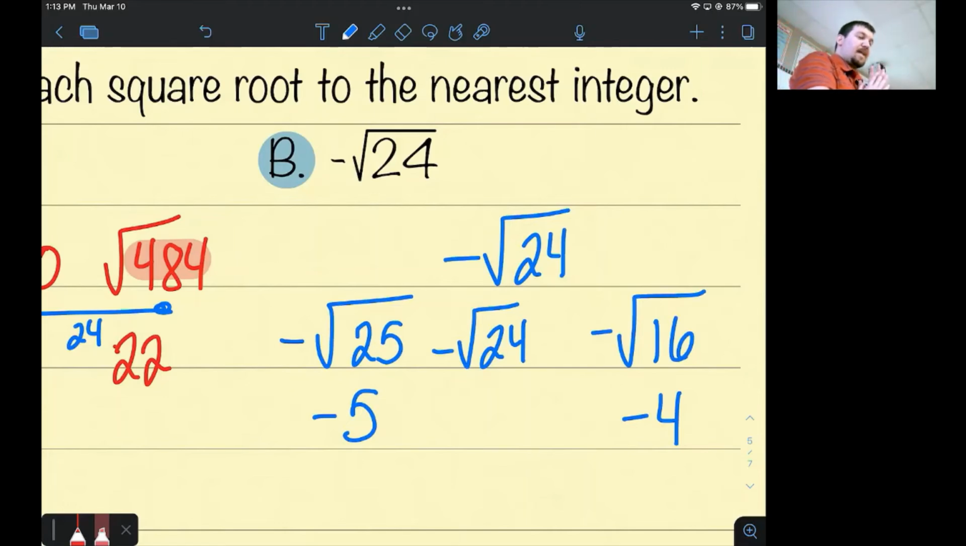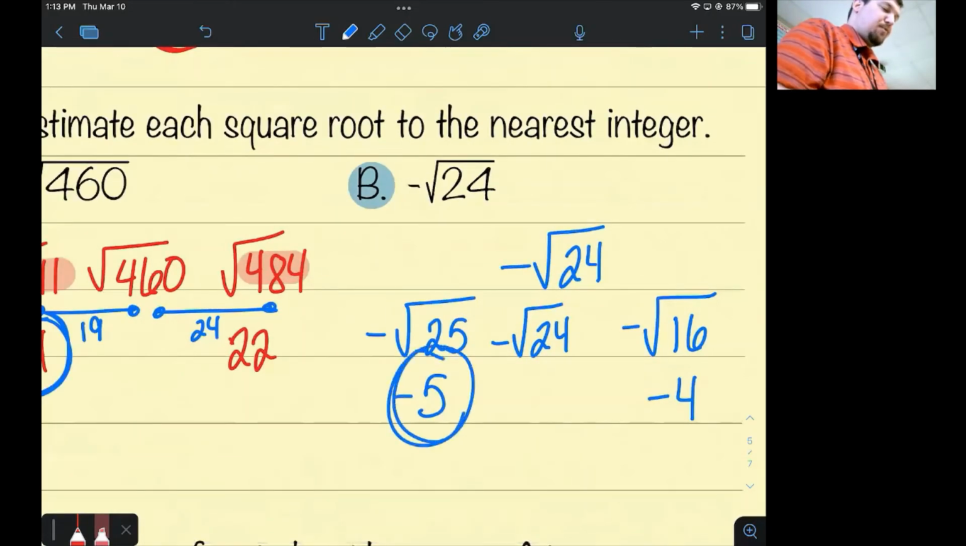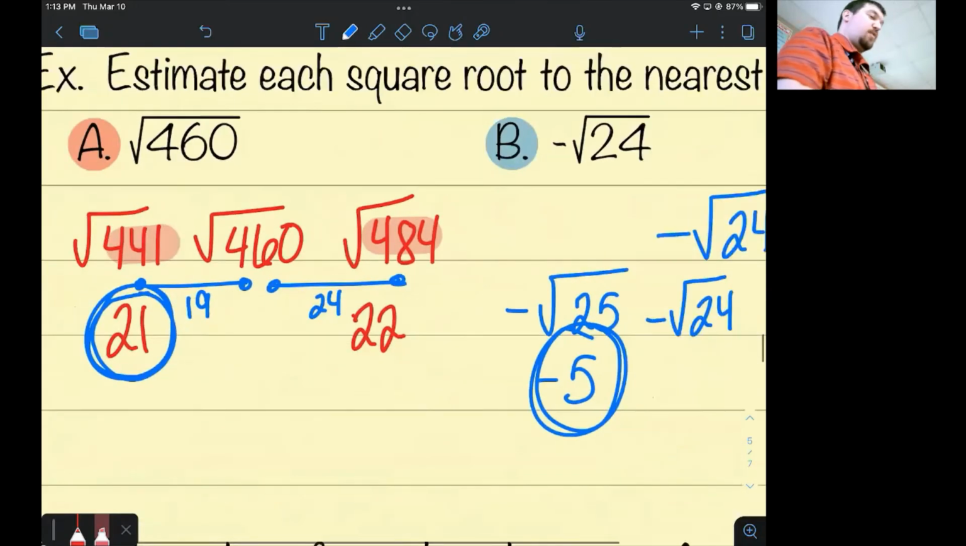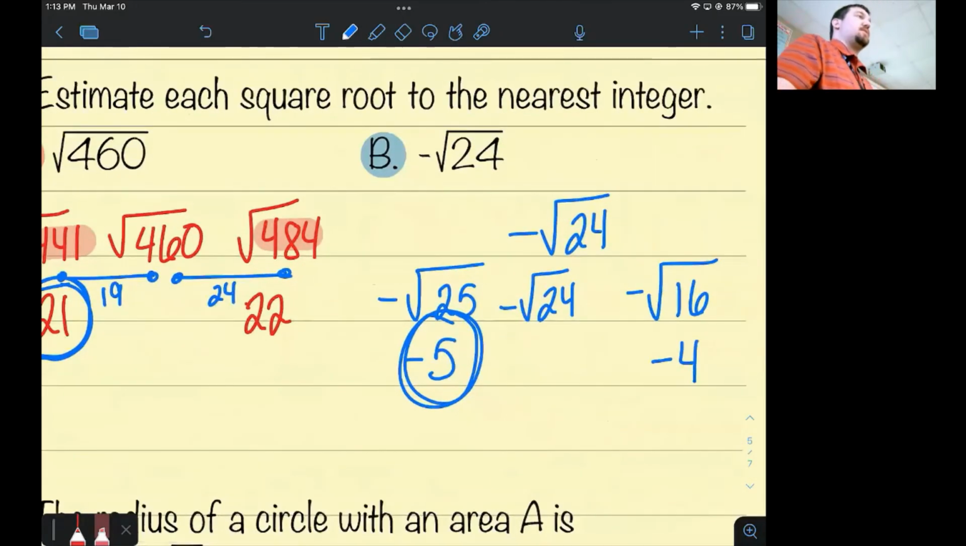Now, Alex, back to you. Which of those perfect squares is negative square root 24 closest to? Do I need to break down and show you how far away they are? Can we just realize it's one away, right? It's one away. So it's going to be really, really close to -5.